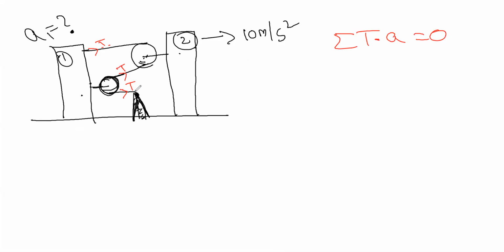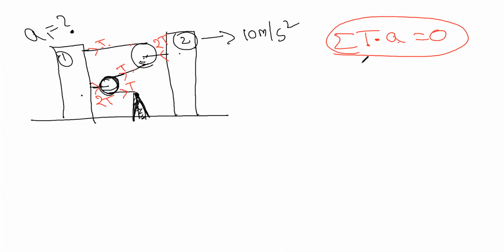Right. So if this is T and T, this becomes 2T. Correct? 2T. Here also T and T, so here also it is 2T. Now you just have to apply this one: tension on the block multiplied by acceleration of the block.